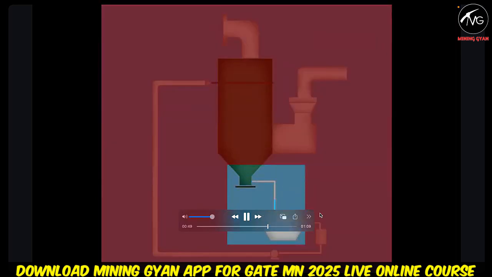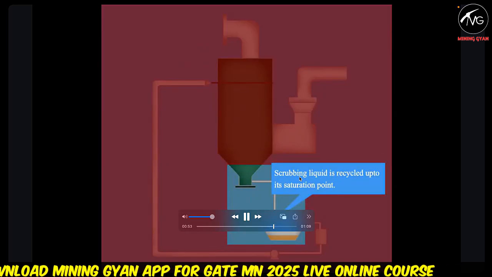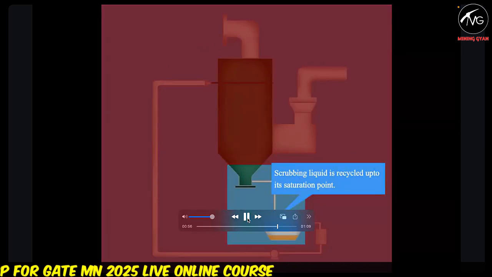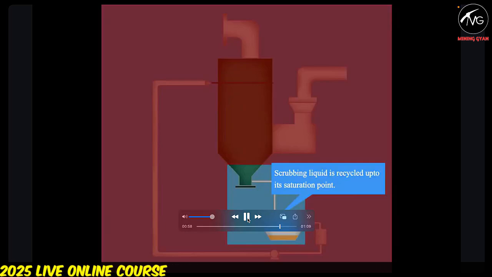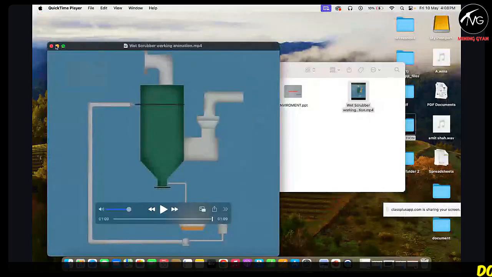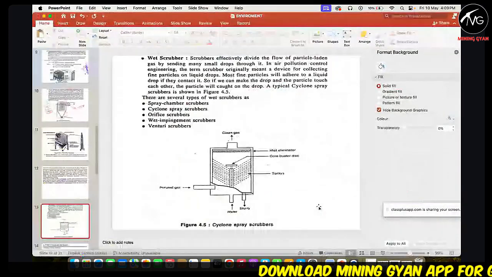To collect those dust particles and water, because the dust particles are mixed with the liquid, you recycle them, and your water can be directly recycled and used again. So that is your wet scrubber. Please remember the name of the wet scrubber and how it operates.